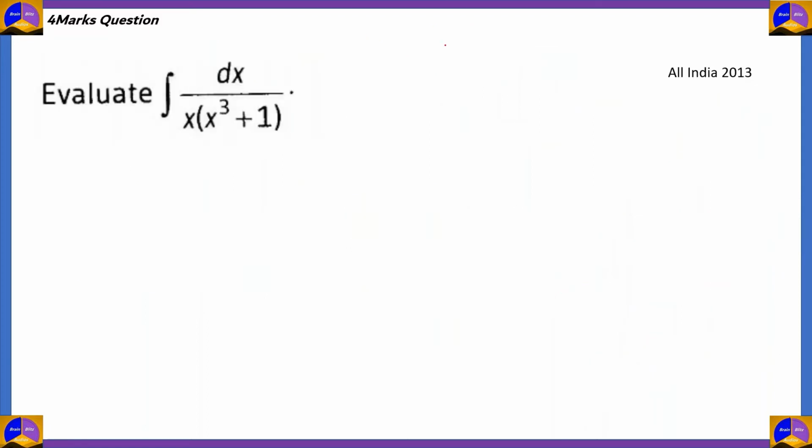Now that we have looked at our first question, here's another one. We need to evaluate the integral of dx divided by x times x cubed plus 1. It sounds like a tough one, but believe me, it's super easy. How do you start solving this question? Well, if you remove the integration sign and dx, what you're essentially getting is 1 by x times x cubed plus 1.